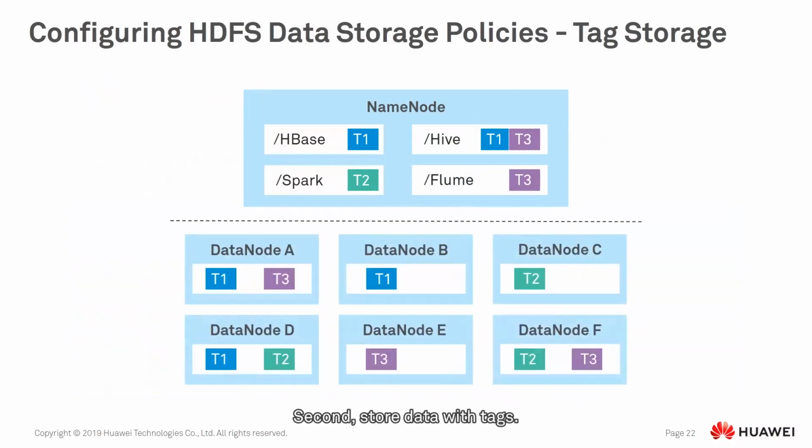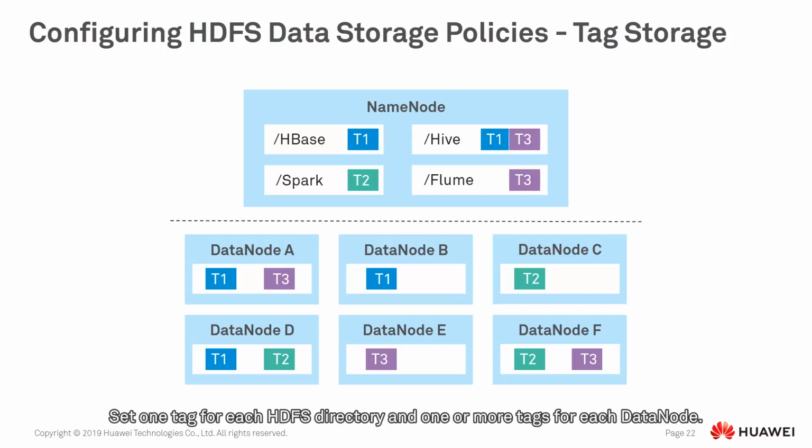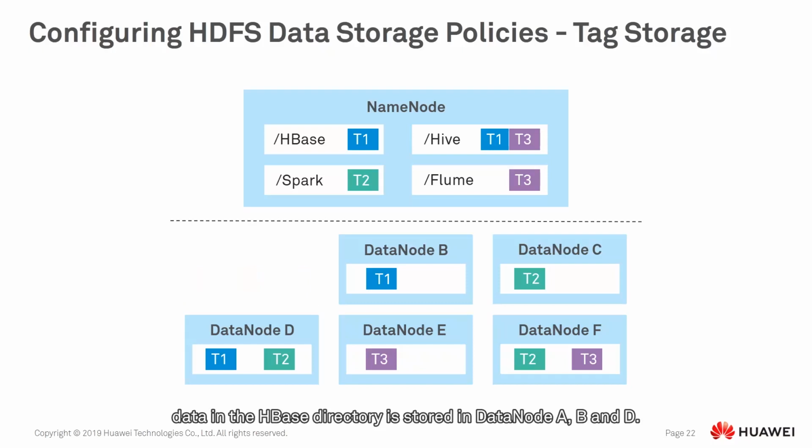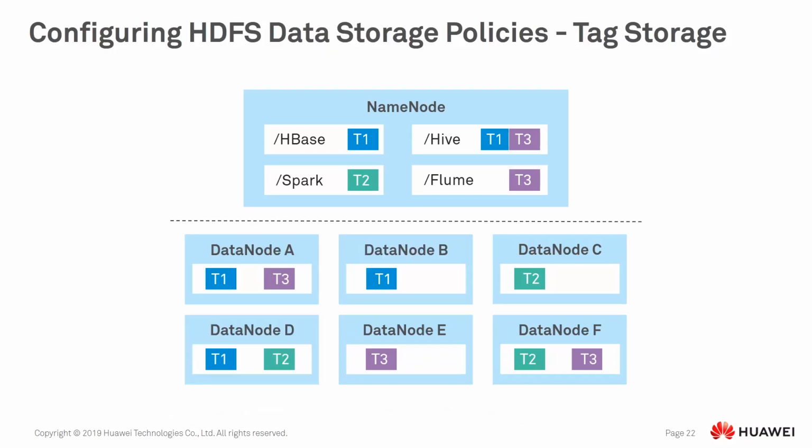Second, store data with tags. Users can flexibly configure HDFS data block policies based on service requirements and data features. Set one tag for each HDFS directory and one or more tags for each data node. In this case, we can specify the data nodes for file data storage. For example, data in the HBase directory is stored in data node A, B, and D.